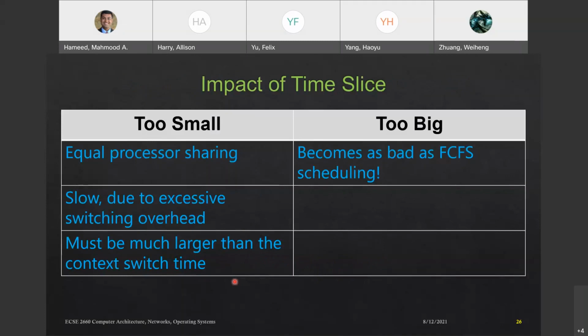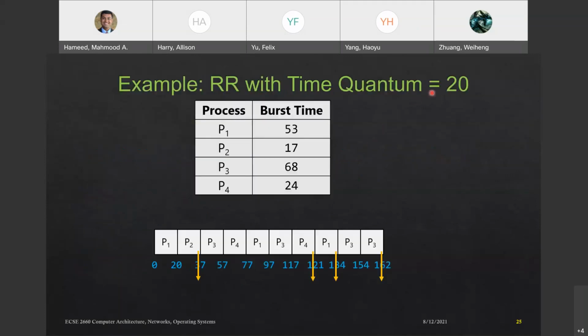What if you pick a time slice that is too small or too big? What is the impact there? So instead of using 20 milliseconds, if you used 1 millisecond as the quantum time, what would happen? Right? So you're doing 1 millisecond, 1 millisecond, 1 millisecond, 1 millisecond. You're spending so much time switching between processes.